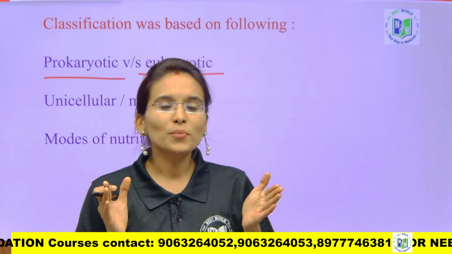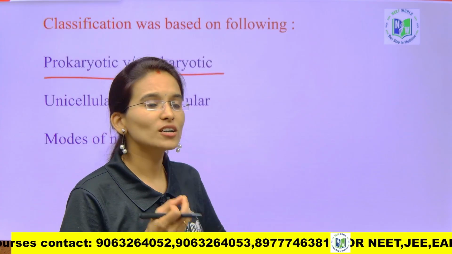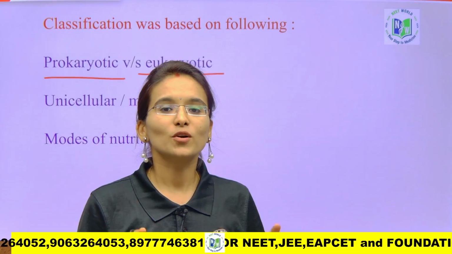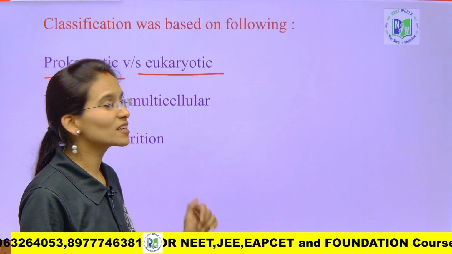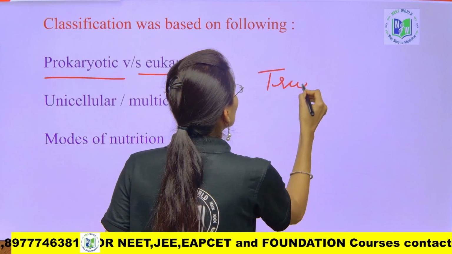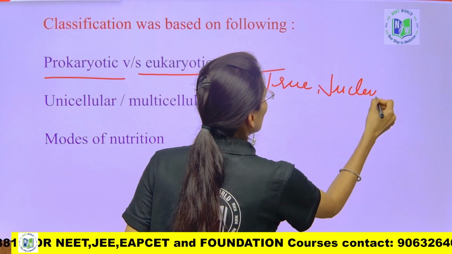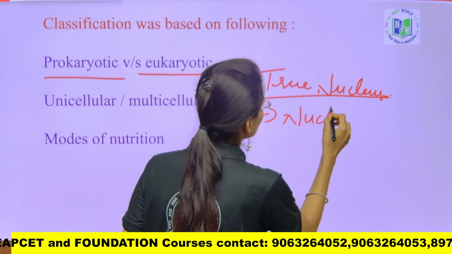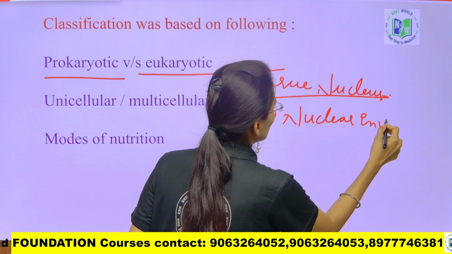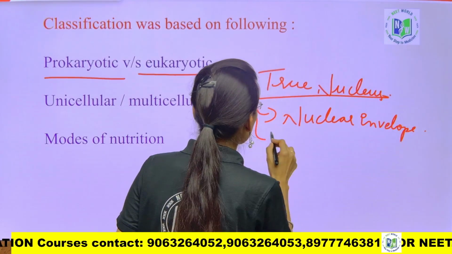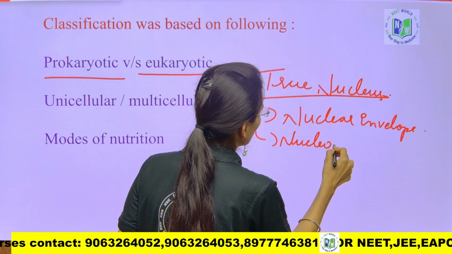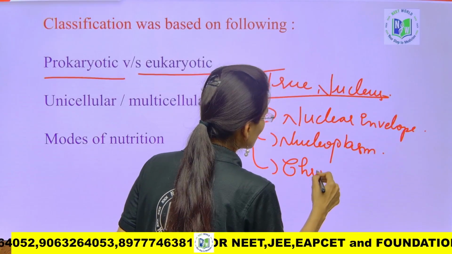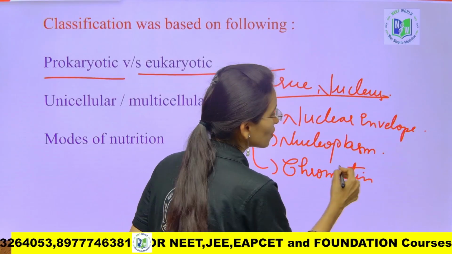So, the ultrastructure of the prokaryotic cell is not going to contain a true nucleus. What is the true nucleus going to contain, students? A true nucleus is going to possess a nuclear envelope, nucleoplasm and chromatin material. So, these are the main characteristic features of the true nucleus.